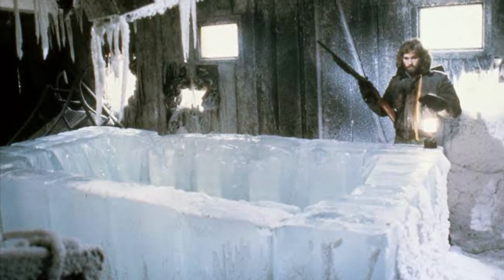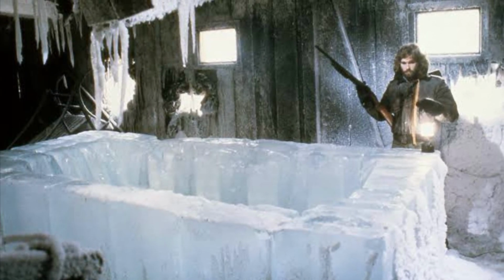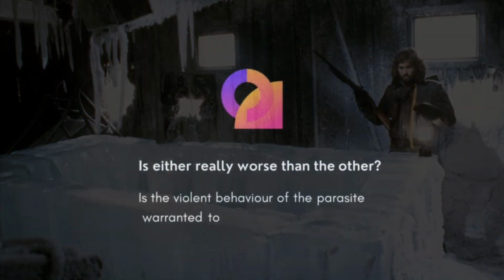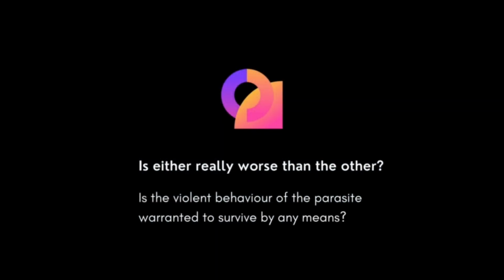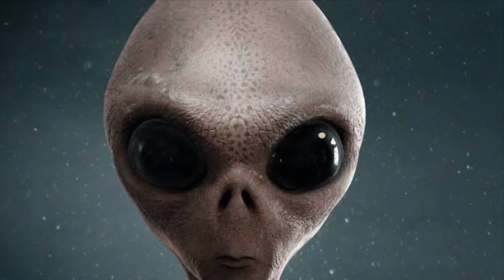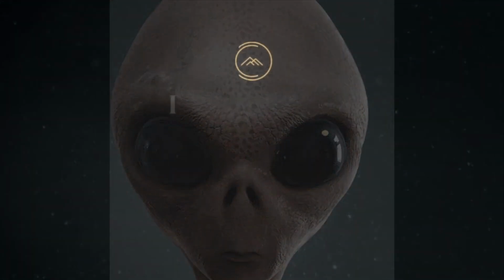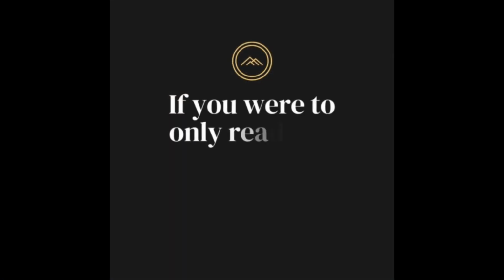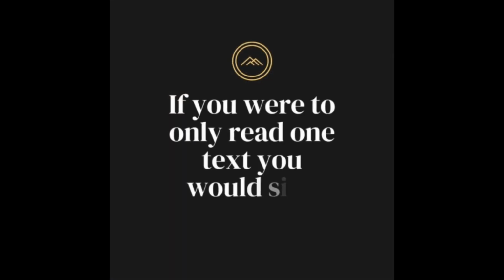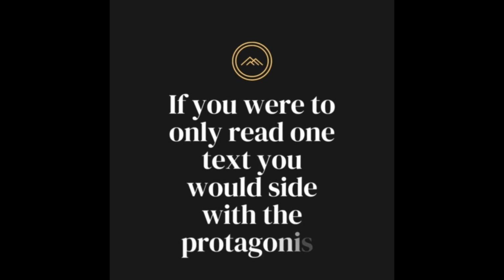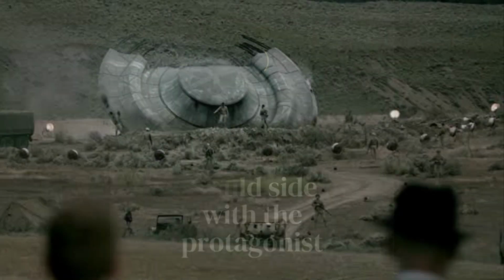By giving the thing the coherent objective of survival, it tugs at our empathy and morality, asking, is either really worse than the other? Is the violent behaviour of the parasite warranted to survive by any means? These questions of good and evil are uncovered due to the thematic links between the texts. If you were to read only one text, your bias would be magnetised to the poles of the protagonist. However, by reading both texts, you are giving an ethical reason for both parties' actions.